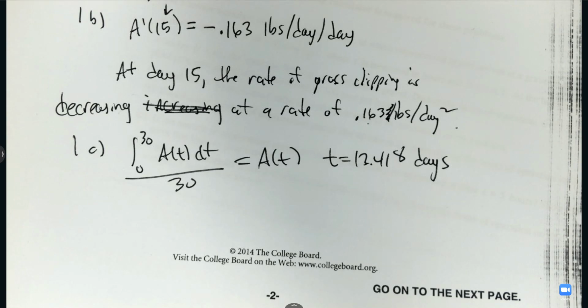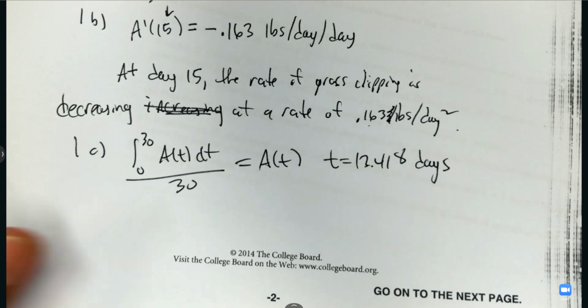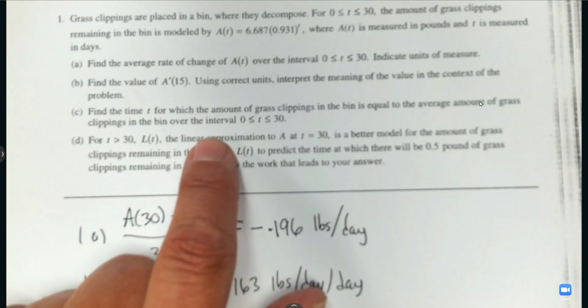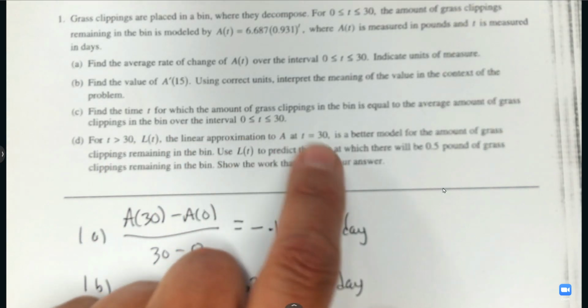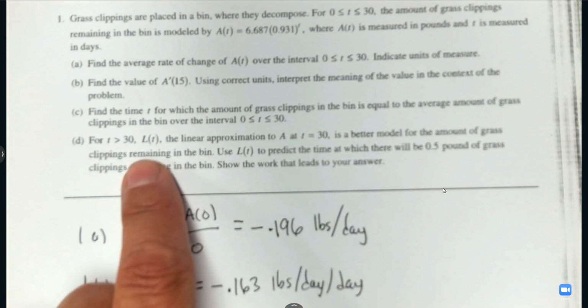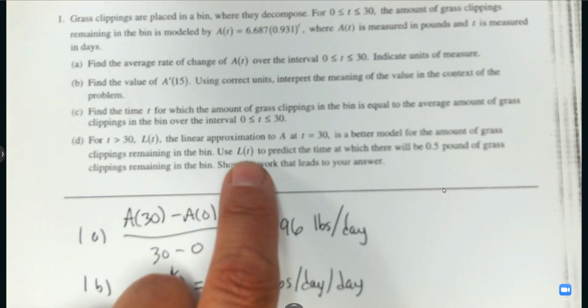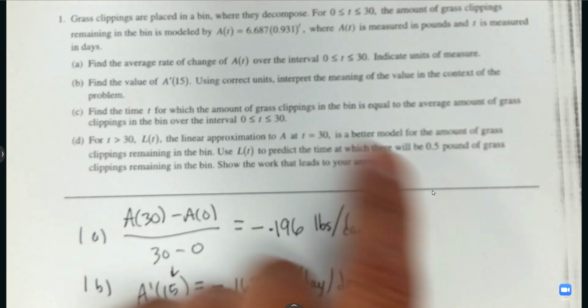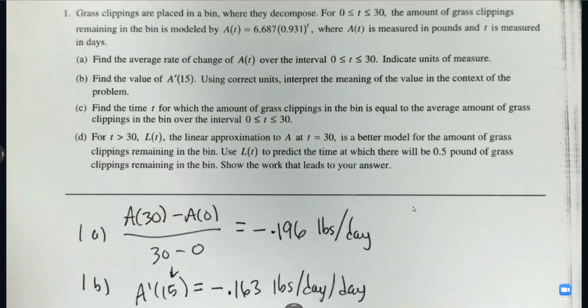Part D. Let me move to here. So in part D, it says, when t is greater than 30, do a linear approximation, which means do a tangent line at t equals 30 as a better model for the amount of grass clippings being used to predict the time. And then predict the time at which there will be 0.5 pound of grass clippings remaining in the bin.